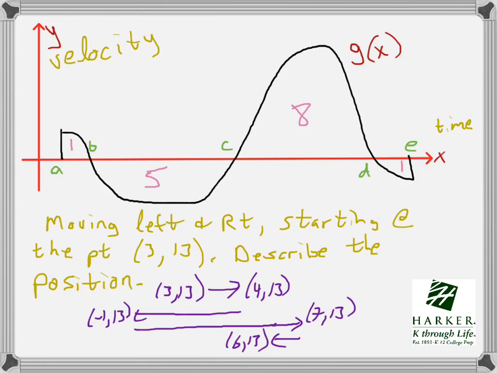So we would say that its displacement, it started at 3 and ended up at 6, so the displacement is 3 units. The distance traveled is, what, 1 plus 5 plus 8 plus 1, 15. I think that's right. Yes, 15.